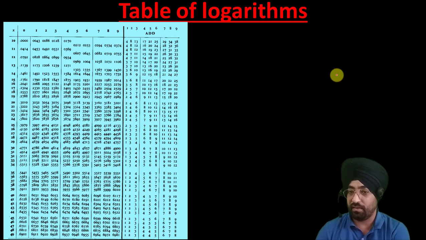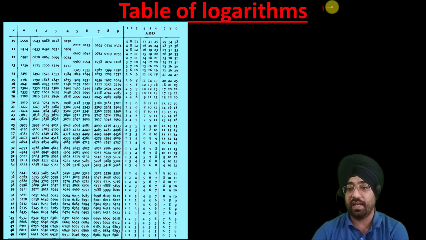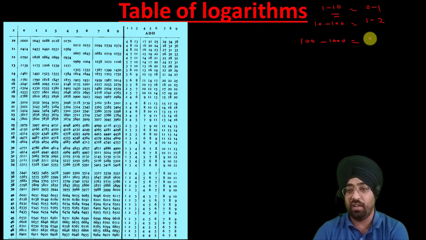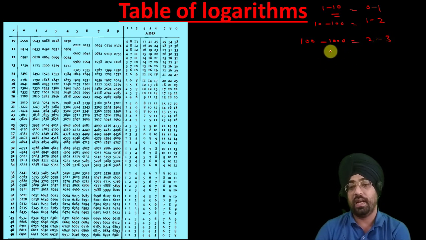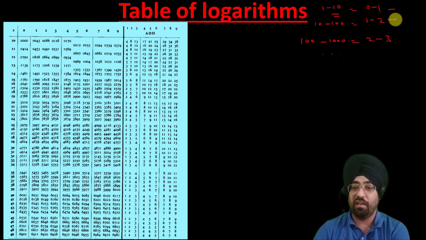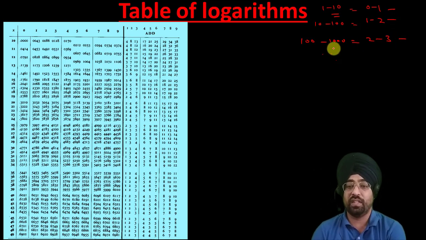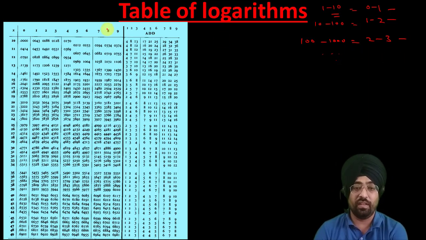So if a number is between 1 and 10 whose log you have to find, its value will lie between 0 and 1, because log 1 is 0 and log 10 is 1. If the number is between 10 and 100, its value will lie between 1 and 2. If it is between 100 and 1000, then the value of log will lie between 2 and 3, and so on. So any number between 100 and 1000 will have a log of 2 point something, and that decimal part we will get from this logarithmic table.